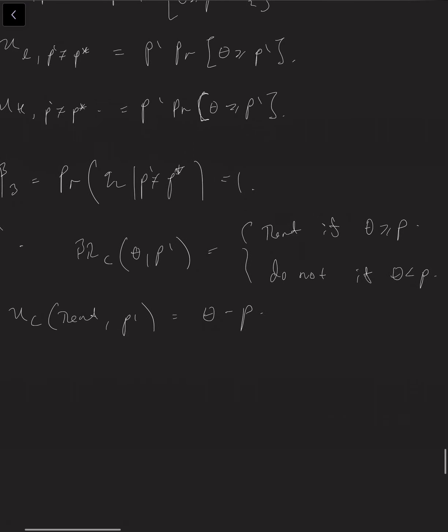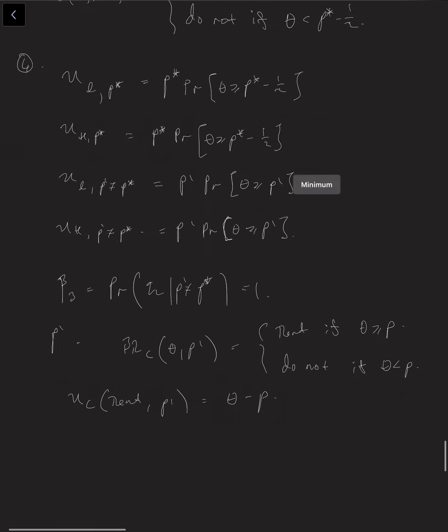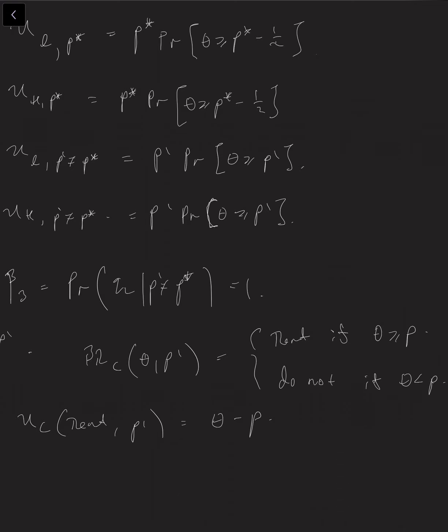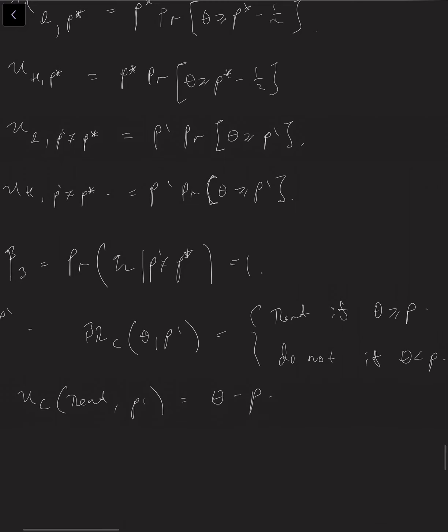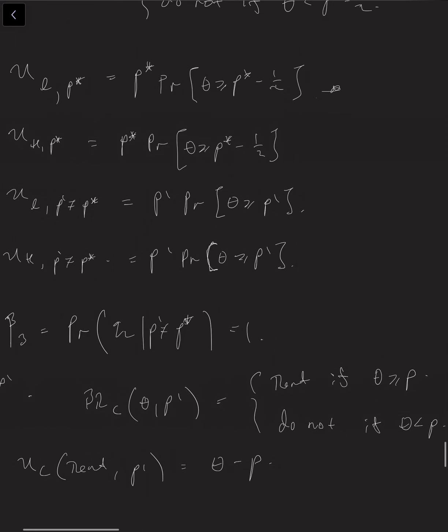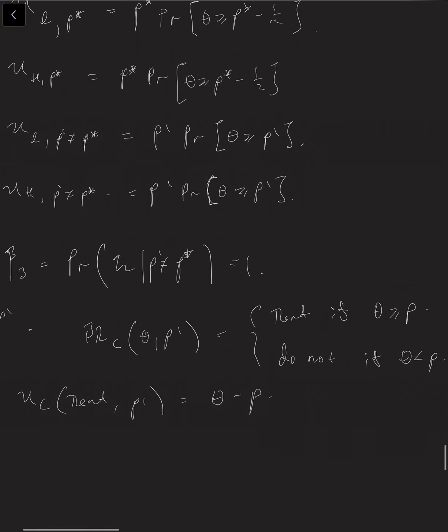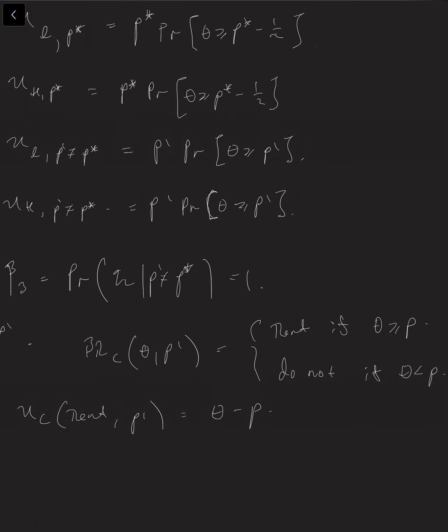So in working out these probabilities, we have to be a little careful. Let's first start with this case actually. Okay, so we have two cases to consider, right? Either P star is less than half or it's greater than half.